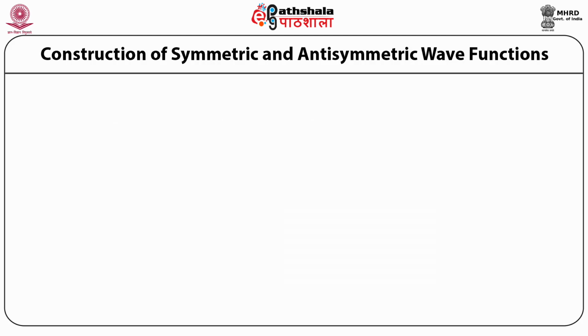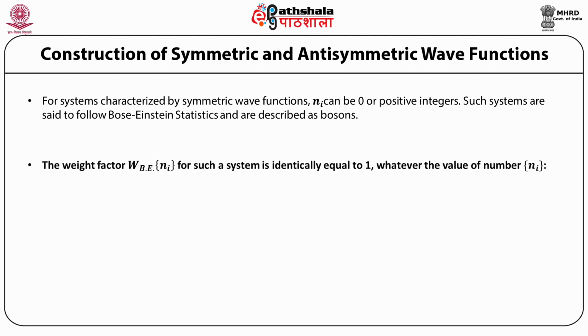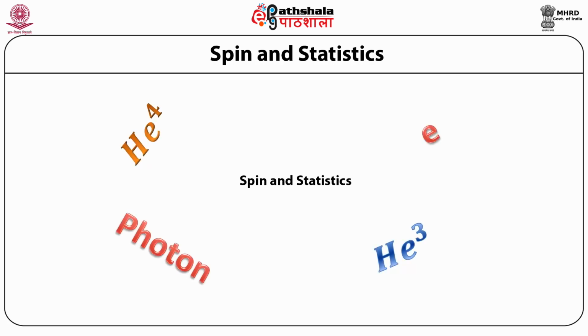For systems characterized by symmetric wave functions, Ni can be 0 or positive integers. Such systems are said to follow Bose-Einstein statistics and are described as bosons. The weight factor for the Bose-Einstein statistics over the distribution set Ni for such a system is identically equal to 1, whatever the value of the number in the distribution set Ni. That is, the weight factor over the Bose-Einstein distribution is equal to 1 for Ni equal to 0, 1, 2 and so on. Spin and statistics.